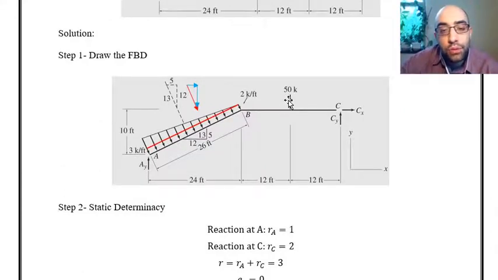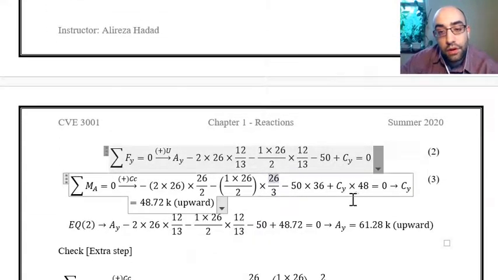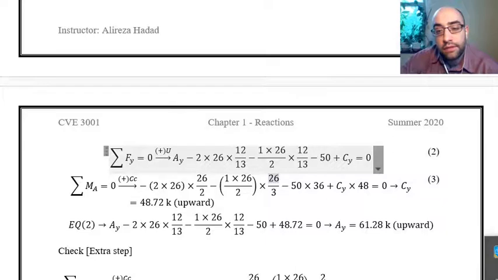I have also one moment because of this 50 kips load, and the direction of that is also clockwise. So the moment will be 50 multiplied by 36, and of course negative because the direction is clockwise. Then I have Cy, which is causing a moment counterclockwise, which means the sign should be positive. So Cy multiplied by 48, and that is the other value that we have to calculate in our calculation.